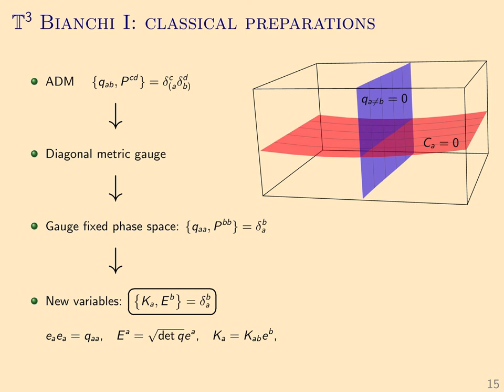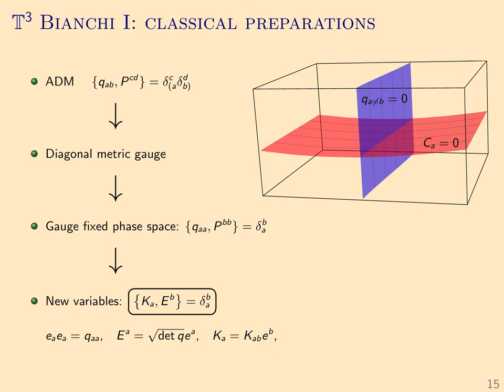This E lower A, you can make into E upper A by inverting it, and then you can construct the capital E, which is now a densitized version of this E upper A, and it corresponds to the densitized triad that we have in loop quantum gravity. The difference is again that it does not carry an SU2 index, it just carries the tensor index A. Conjugate to this E, you have K, and K is constructed by taking the extrinsic curvature and contracting it with this triad analog E. If you would now add, for example, some sort of spin connection times gamma, then you would get the usual connection that we use. However, here it's not necessary to add any type of spin connection.